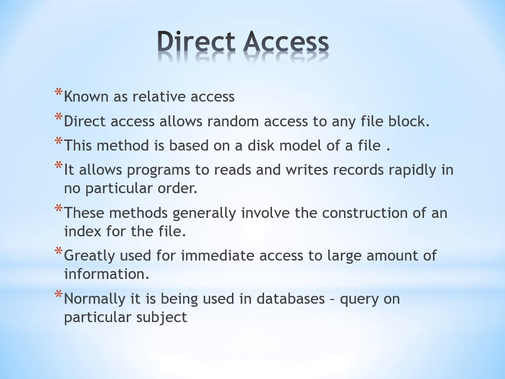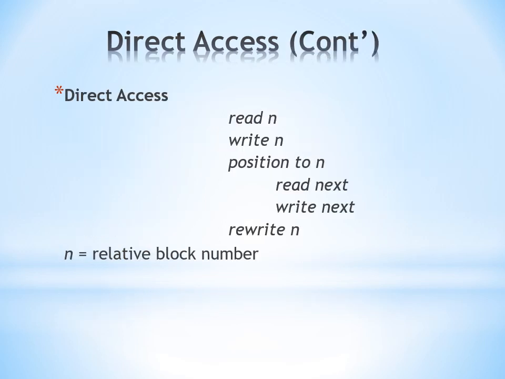Direct access is more obviously used on your disk. It allows a program to read and write records rapidly in no particular order. This method normally involves the construction of an index of the file. It is greatly used for immediate access to large amounts of information, and it can be used in databases by providing queries on particular subjects. So this is direct access. You have read, write, and position, and the number of relative blocks.